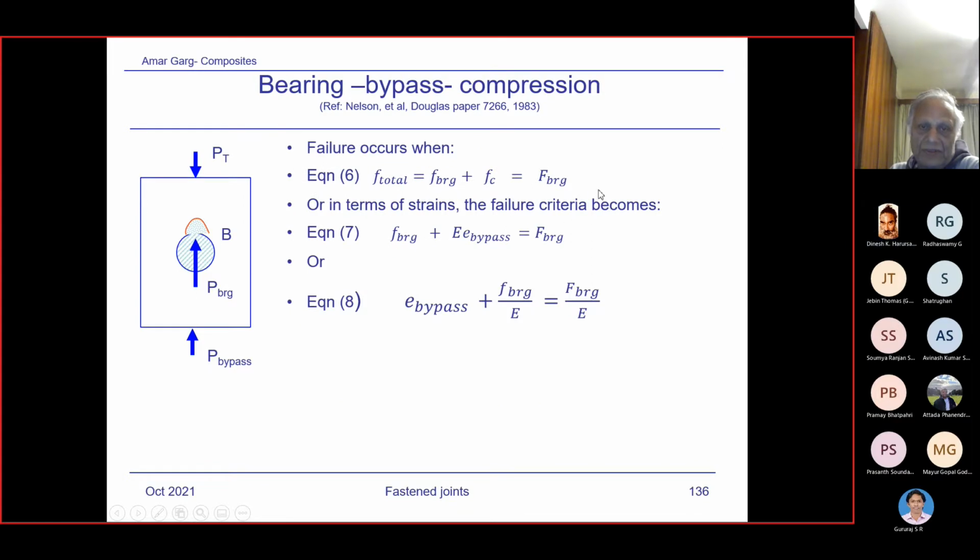So this is total stress, and the failure would occur when this stress reaches the bearing stress allowable. That's what I've used the equality for the failure. So that means I convert this in terms of strain. So E bypass plus, I divide by E, so E bypass plus FBRG upon E equal to FBRG upon E.